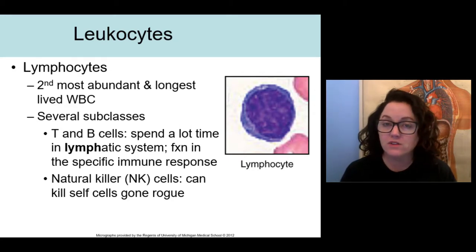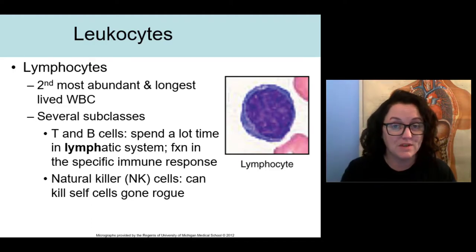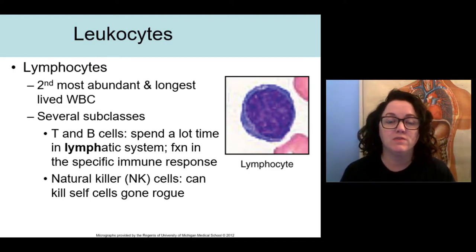Lymphocytes are the longest lived of all the white blood cells. Typically, a white blood cell will only live for maybe 20 days at the most, but lymphocytes can live for years, sometimes for lifetimes. And that's because some of our lymphocytes end up becoming memory cells that provide us with immunity against diseases throughout our life.